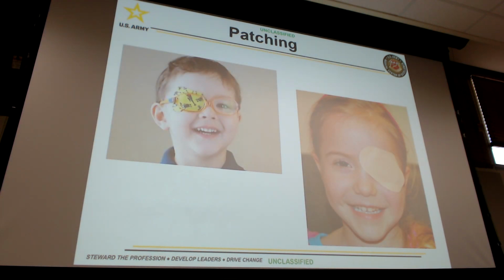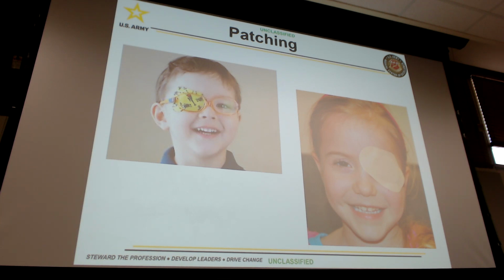Okay, we can also patch kids if they have a strabismus. Kids hate patches, and they don't often wear them. And parents, especially this generation of parents, do not want to force their kids to do anything. So patching is not ideal, but that is an option as well.